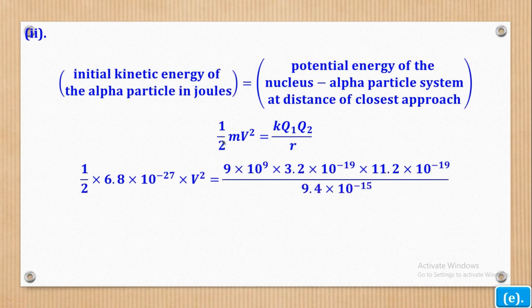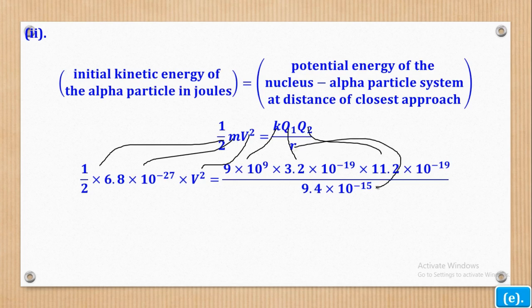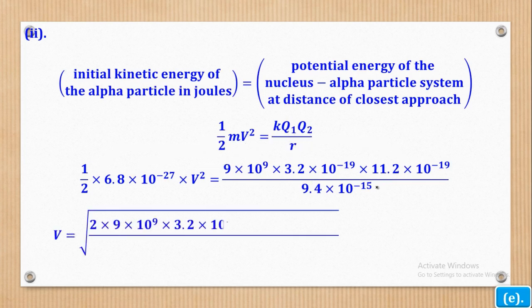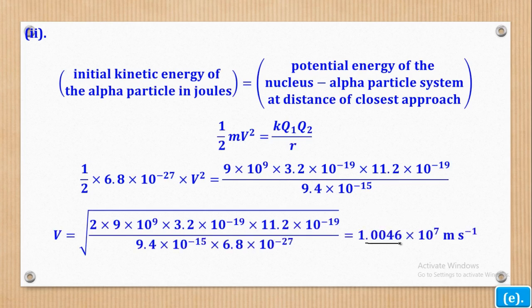So when I substitute, half is here, mass is there, v is what they want, k we know it as that, Q1 is that, Q2 is that. It was already converted. Then r is that, it was already in meters. Now when I make v the subject, I'll come up with the value of v being equal to 1.0046 exponent 7 meters per second. And that is how marks would be awarded.